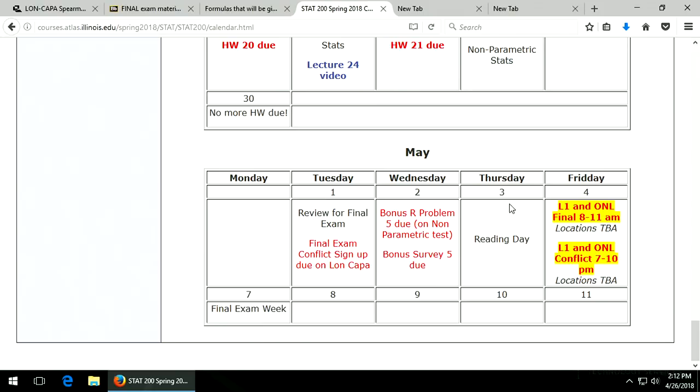either this Friday morning. Half of you will be in this room, half of you will be in 314 Altgeld. Or you're going to be taking it as a conflict that same night, or you're taking it online using ProctorU. Everyone, all of you will have the opportunity.